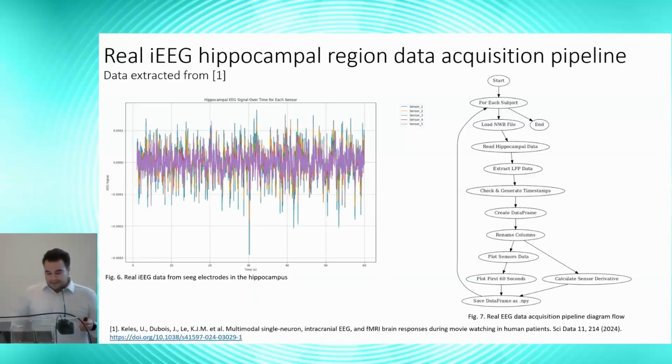We also have a pipeline to get the real data for the comparison. This data is available in the work by Kels, and we have the diagram flow there.